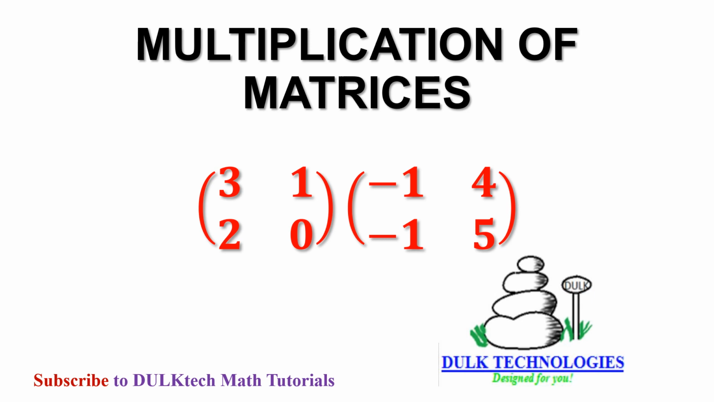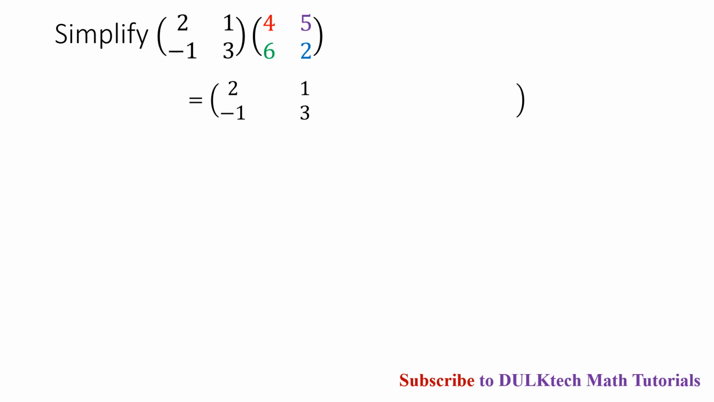In this video, I want to show you how to multiply matrices, for example, 2 by 2 matrices and 2 by 1 matrices, like this. Simplify. We are multiplying [2, 1; -1, 3] by [4, 5; 6, 2].